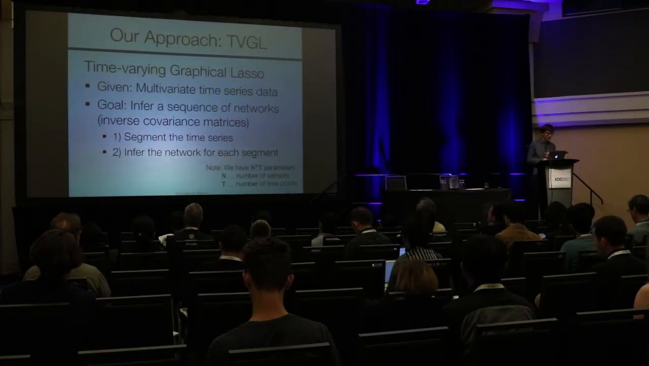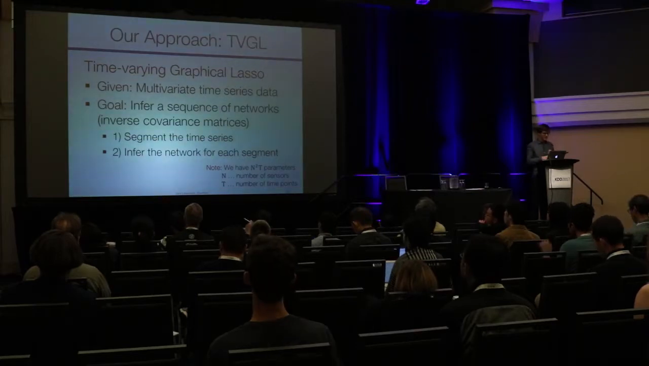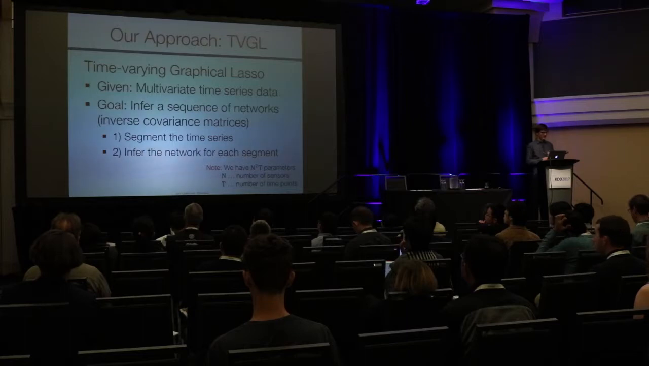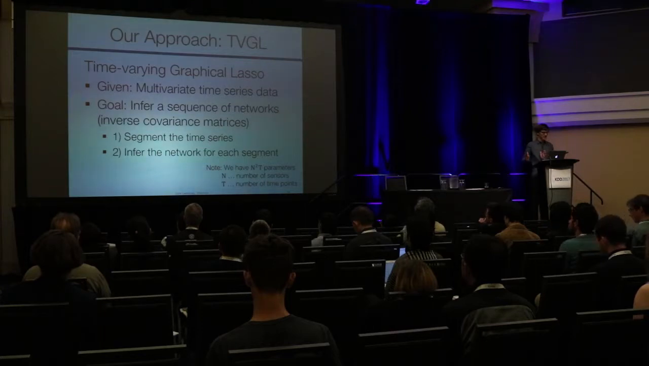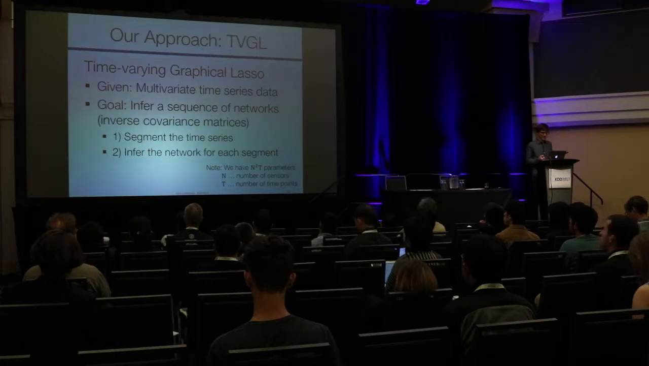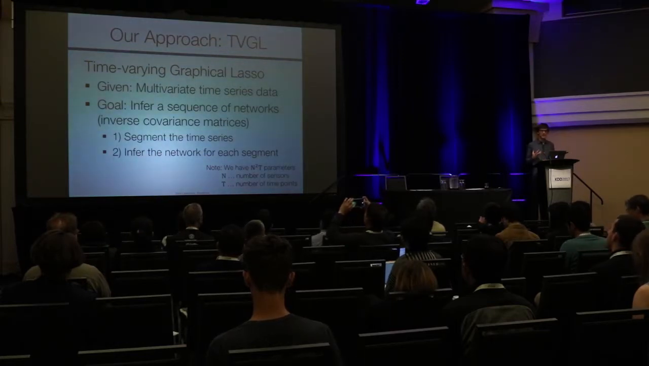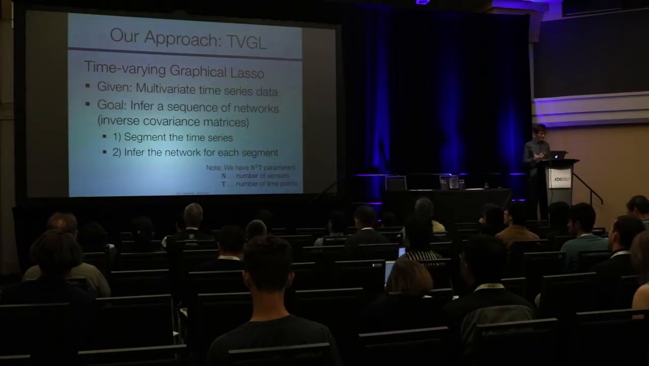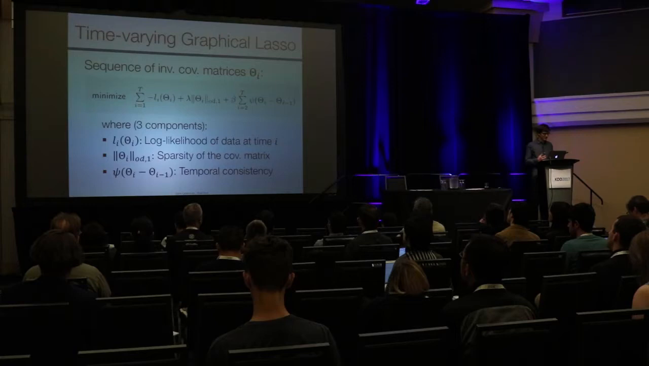Okay? Our method we call time-varying graphical lasso, where on the input we get this high-dimensional time series data, and on the output our goal is to infer a sequence of networks, which essentially are inverse covariance matrices, and the idea is that I want to segment the time series and infer a network for each time segment. Notice that this has a huge number of parameters. If I have capital N sensors and T time steps, then I'm essentially inferring something of the order of N squared times T different things, right? N squared is the network at a given time, and for every time step I want to infer a network. The way we encode this into a large optimization problem is the following.